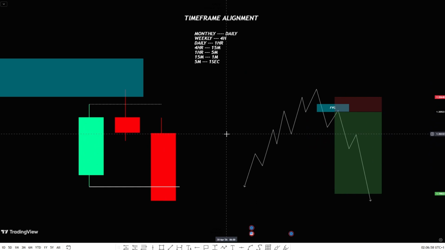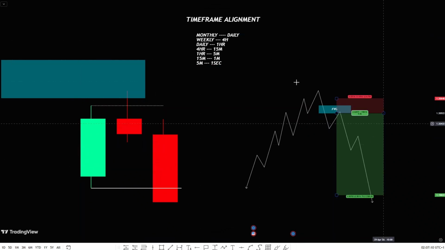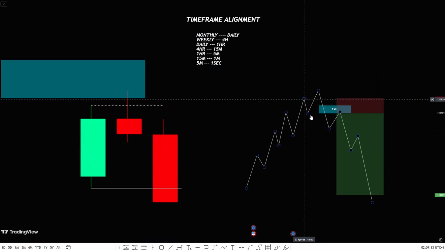So how do you know which time frame to look for your entry? So how do you do it? Using the time frame alignment, you will know which time frame to take your entry at. So if this CRT, this three candle pattern, is occurring on the monthly time frame, you want to go to the daily time frame to find your lower time frame fair value gap and enter.